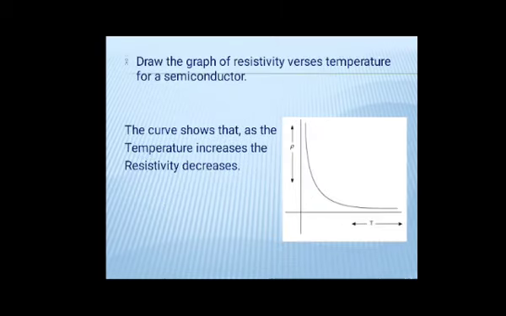In the next graph, how resistivity varies in case of semiconductor. So along x-axis temperature, along y-axis resistivity, and we are getting a decreasing curve, means as the temperature increases, resistivity decreases. Hope all these points are clear to you.